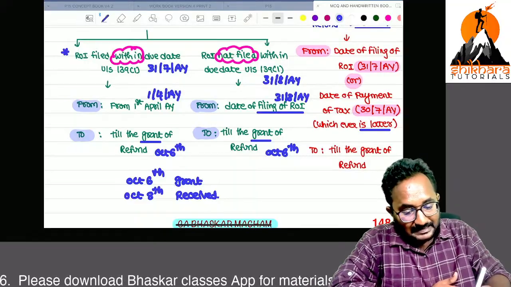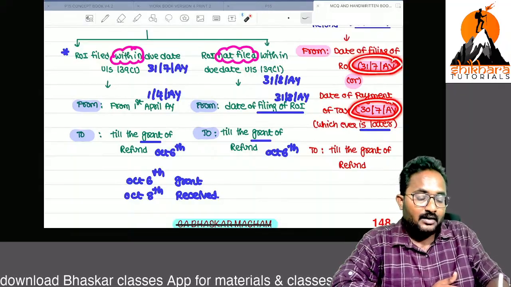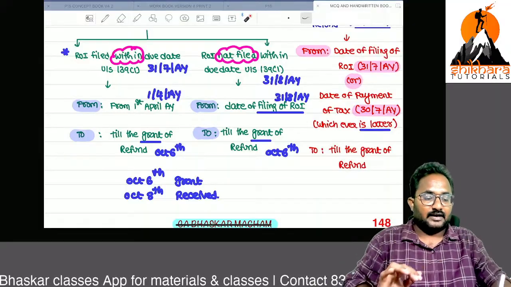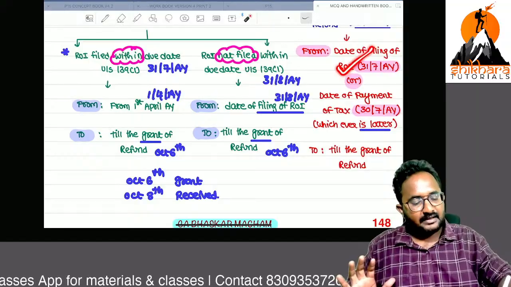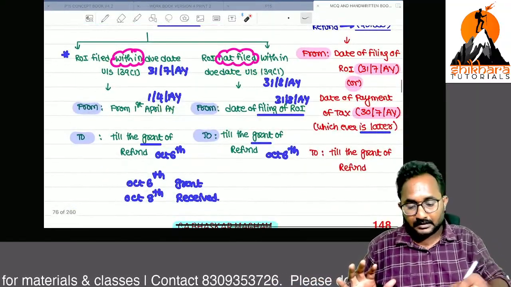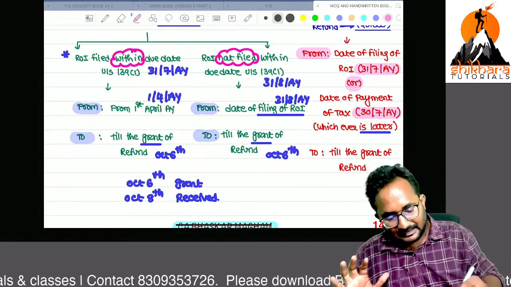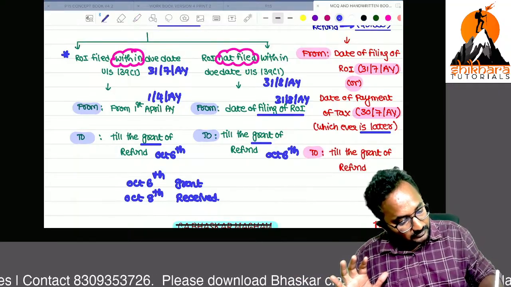Even though you paid before the return of income, the department will know about the payment only at the time of filing of return of income. That's why please take whichever is later. Date of filing or date of payment of the self-assessment tax, whichever is later, till the date of grant of refund. But the last date is the same in all the cases, ma. Date of grant of refund.